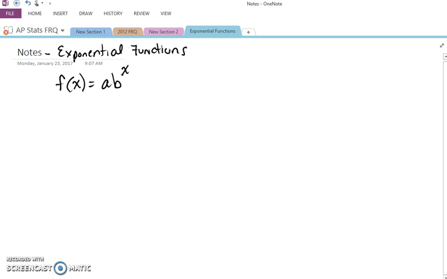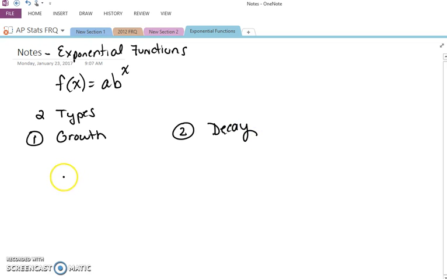Now, if you notice, this is a little different than what we've been dealing with before because our variable, our x, is up as an exponent. X is now the exponent, thus it's an exponential function. Now there are two types of exponential functions that we deal with. First type is what we call a growth function, and the second type is a decay function. Basically a growth function is going to grow, or increase, and a decay function is going to decrease here.